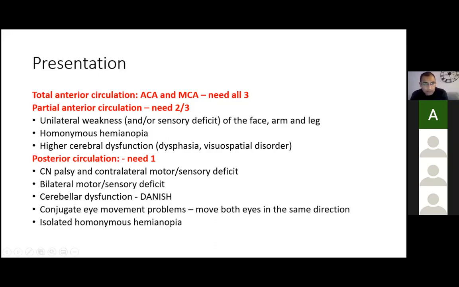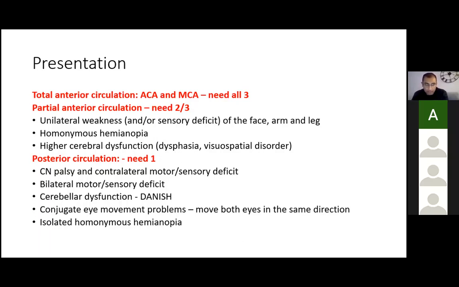Yep. So total anterior circulation would mean all three of these, and partial is two out of three of these. So unilateral weakness or sensory deficit of the face, arm, leg, homonymous hemianopia, and higher cerebral dysfunction. So you could have dysphasia, visuospatial disorders.